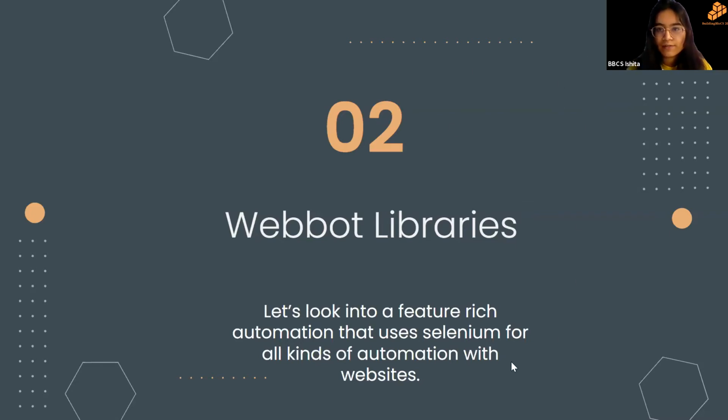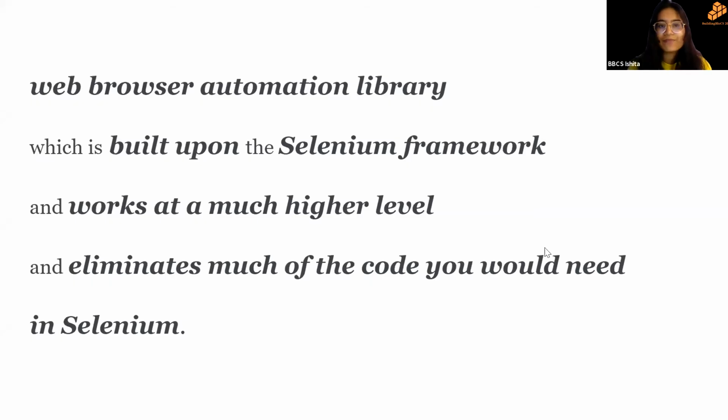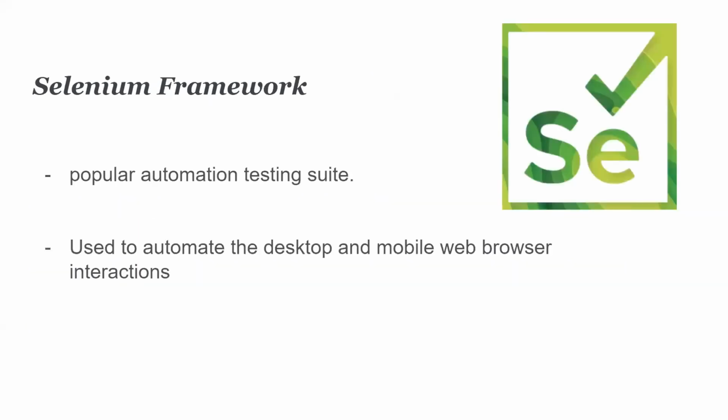Let's go ahead with this. The Web Browser Automation Library is built upon the Selenium framework and works at a much higher level, and eliminates much of the code you would need in Selenium. For the people who are going to go into the breakout rooms, by the time you come in, we will go at a relatively okay pace so that you can catch up with our code.